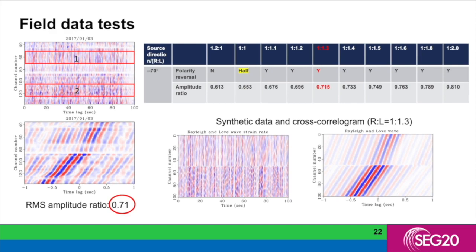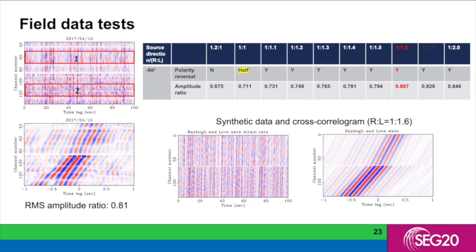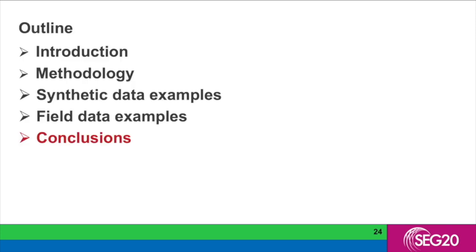From the table, we can see this ratio corresponds to the case when the Rayleigh and Love wave ratio is 1 by 1.3. These two figures are the corresponding synthetic data and the colorogram. We also did the same test for the data recorded on another day, and we got a rough Rayleigh and Love wave ratio of 1 by 1.6. Now let's move on to the conclusions.